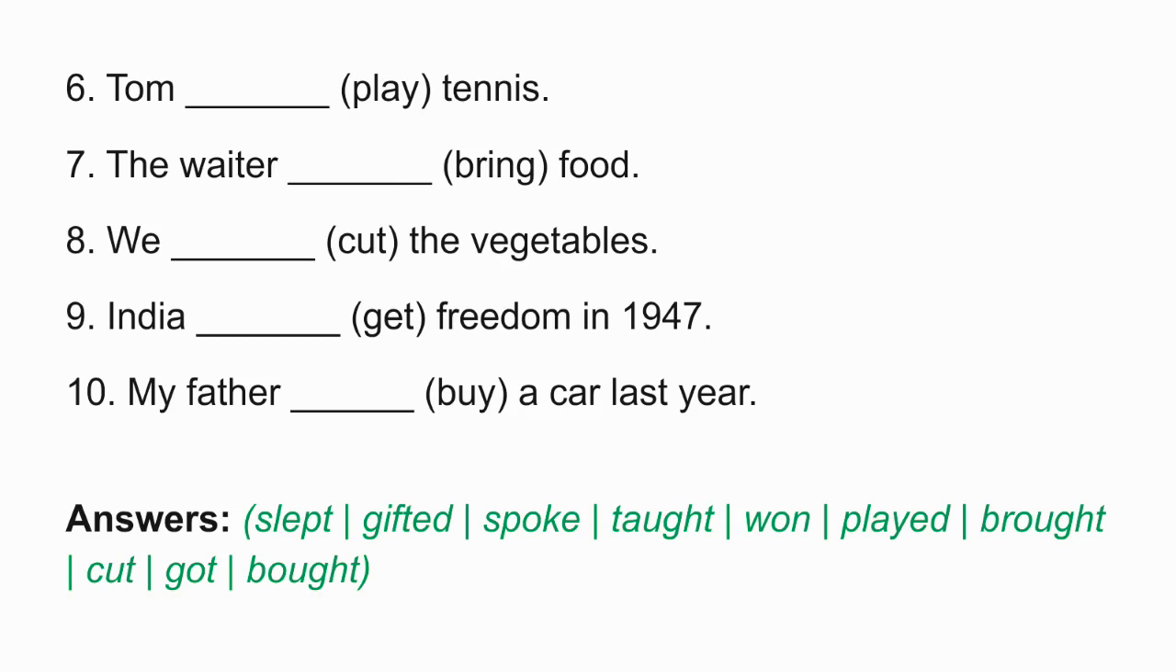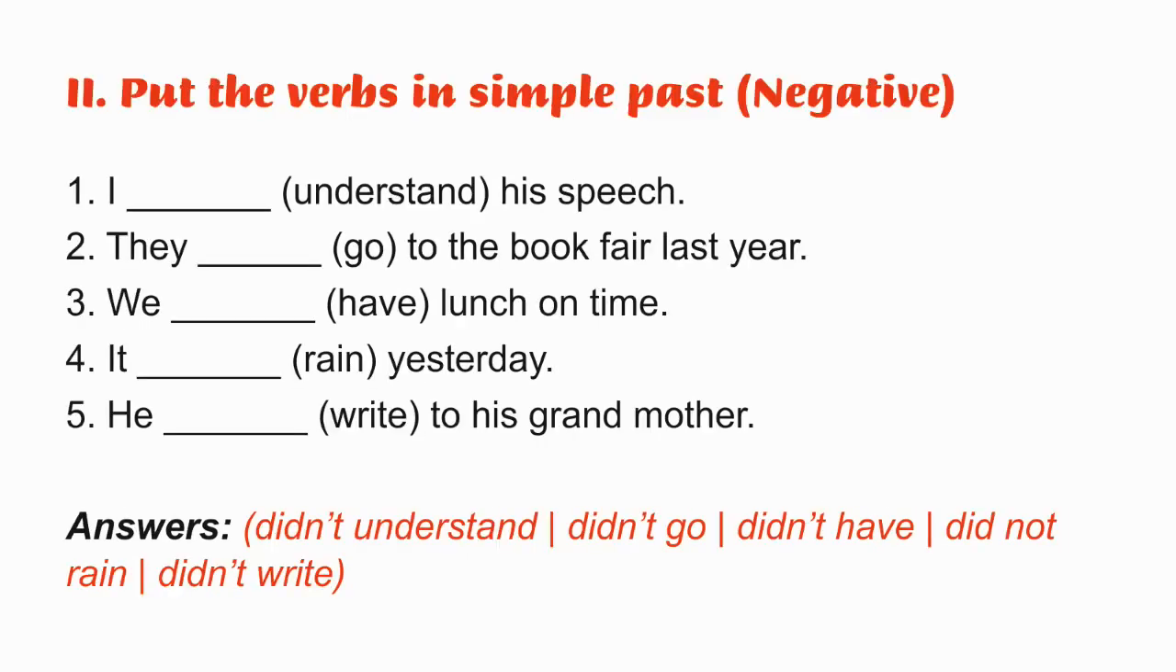Number 9. India blank freedom in 1947. Get in bracket, the past of get, got. The last sentence. My father blank a car last year. In bracket, buy. The past of buy, irregular verb, bought. I think you are very thorough with the positive simple past tense. Shall we now move on with an exercise with negative form?